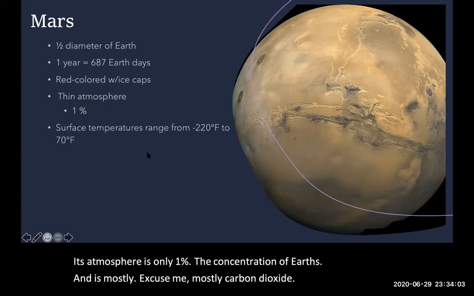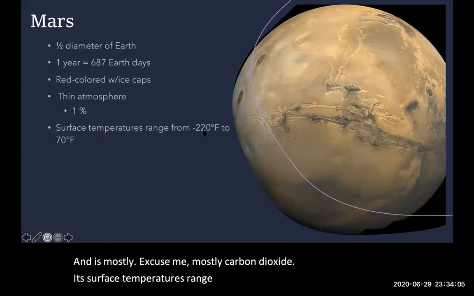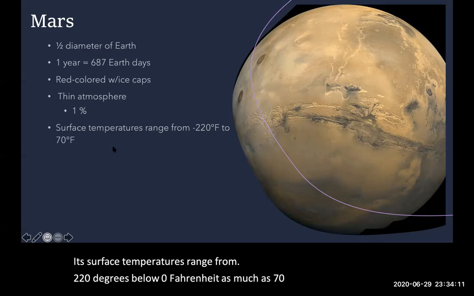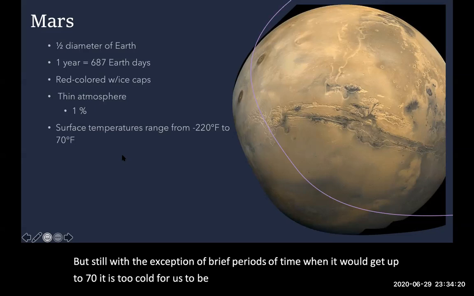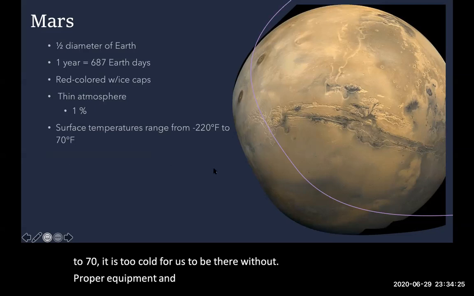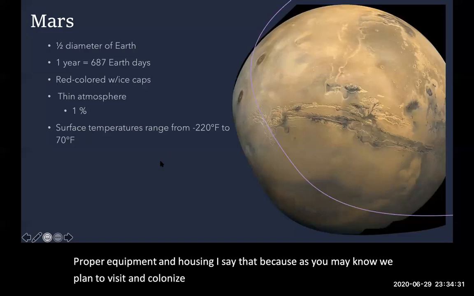Its surface temperatures range from 220 degrees below 0 Fahrenheit to as much as 70 degrees Fahrenheit. But still, with the exception of brief periods of time when it would get up to 70, it is too cold for us to be there without proper equipment and housing. I say that because, as you may know, we plan to visit and colonize Mars here in the upcoming years. That is going to happen in your lifetime.